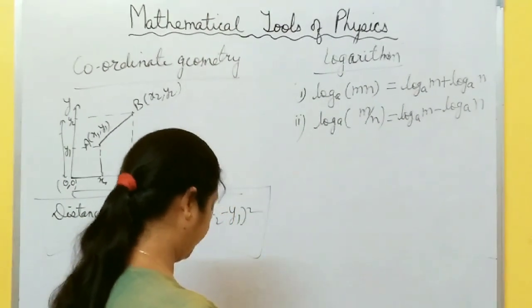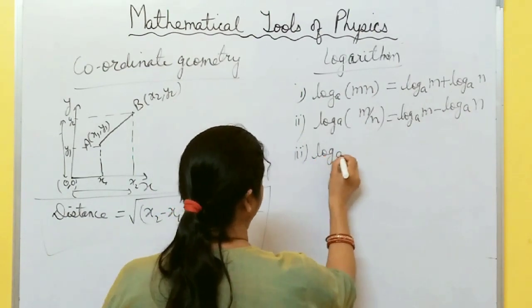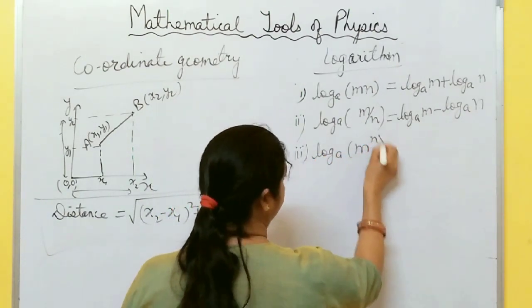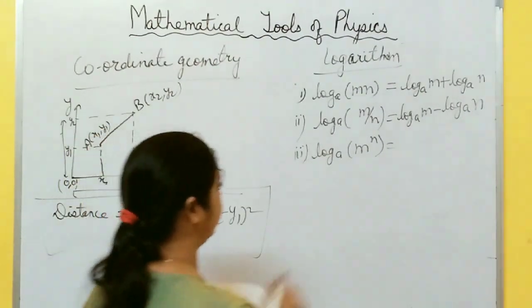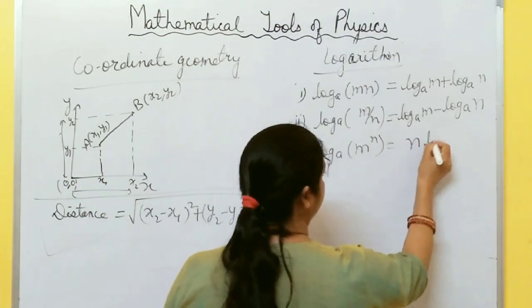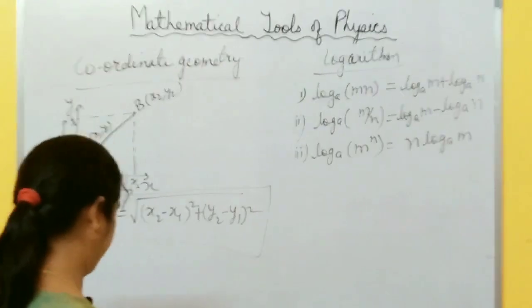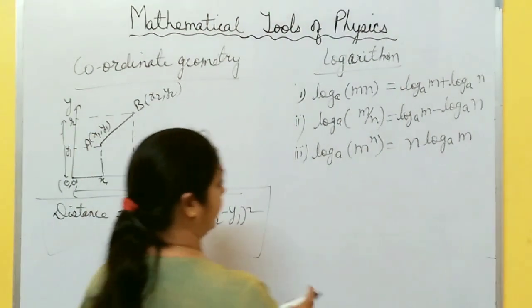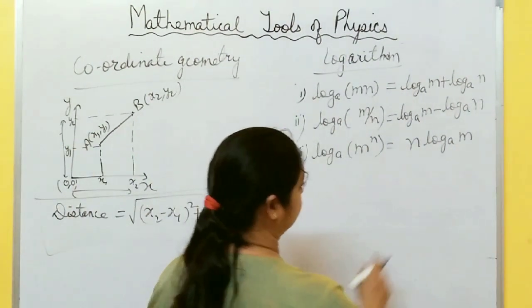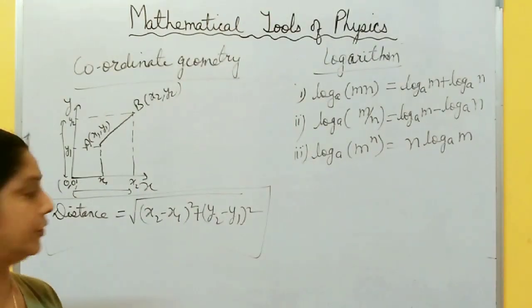One more important formula is power. Log A of m to the power n. So what is the value for this one? You just bring n in front and it becomes n log A m, right? One last formula is also for log. So these are 3 or 4 formulas for logarithm.